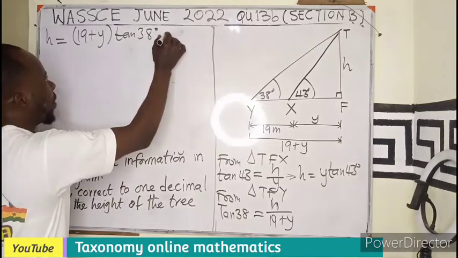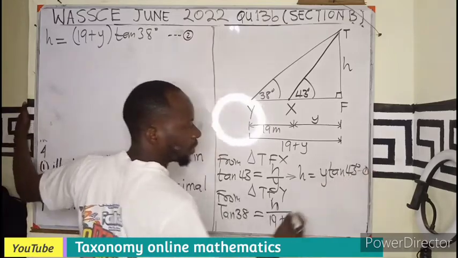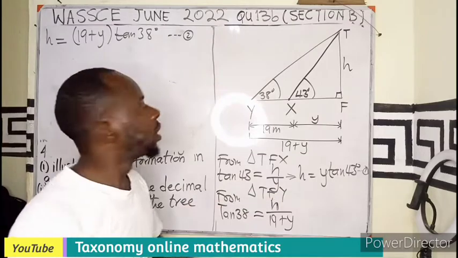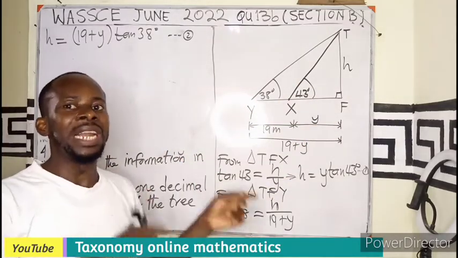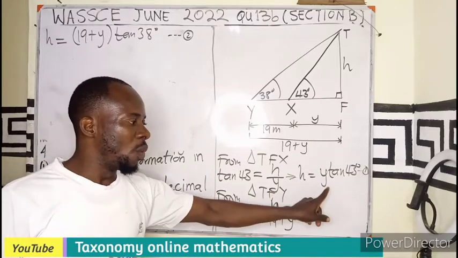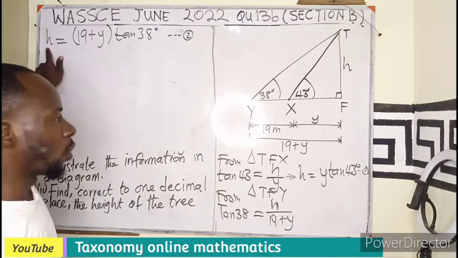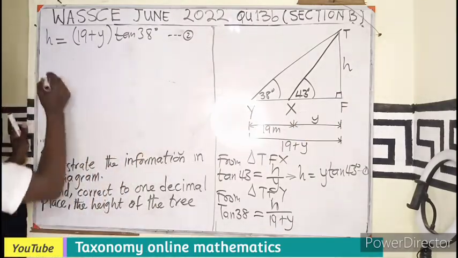So this becomes our equation 2. This will be our equation 1. Now in equation 1, h equals to. In equation 2, h equals to. It means the h are the same. If I get the height to be 2, it means the height is also 2. It is the same height. So that means we can equate equation 1 and 2.